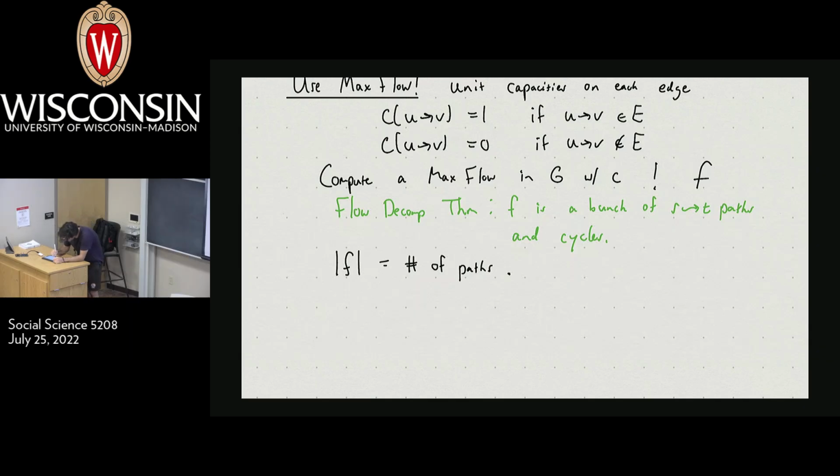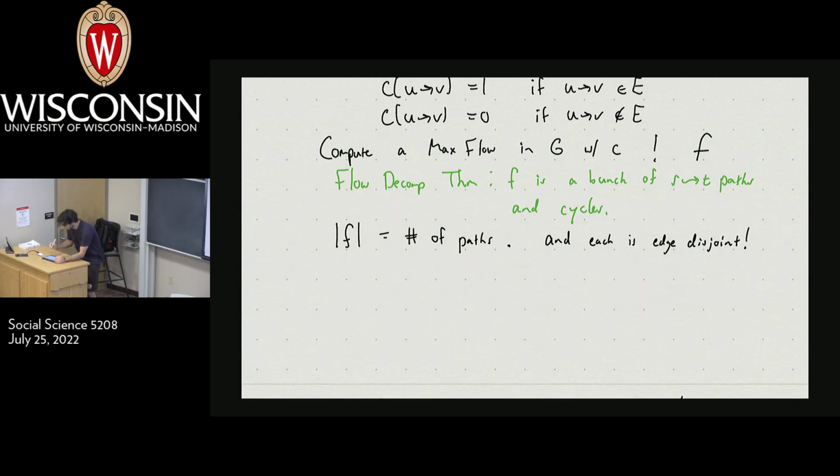And also, each of these paths is edge disjoint. So why are they edge disjoint? Well, in particular, remember we have capacities of 1. So if any path uses these edges here, the only way for another path to use that edge is if it sent an additional 1 unit of flow down it, but then we'd break the capacity constraint. This would imply that there's 2 units of flow out of 1, which is impossible. So edge disjointness just comes from the fact that the capacities are a unit.